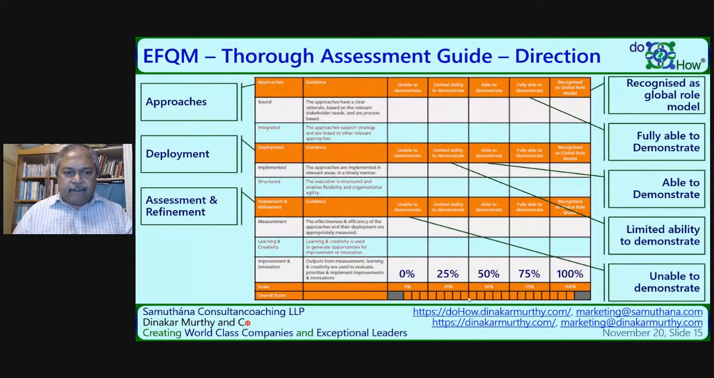And in terms of the spread, that is done based on how much of that practice is spread across the organization. There you start from a percentage of 0 to a total of 100%. 0 to 100% is the score that you get based on these 4 or 5 levels. As an assessor, I would tell that they're able to demonstrate, or fully able to demonstrate, or it's recognized as a global role model.